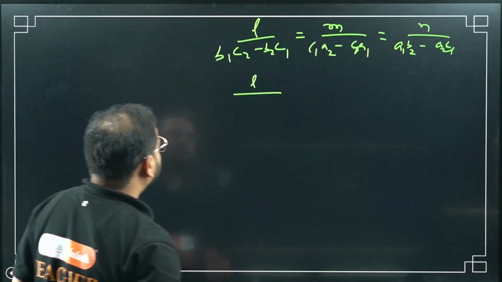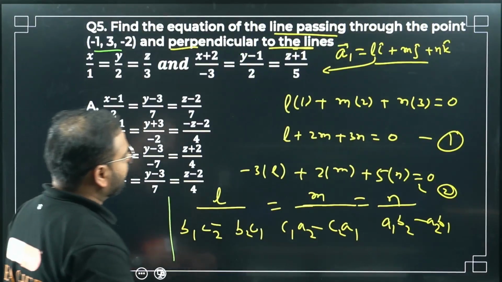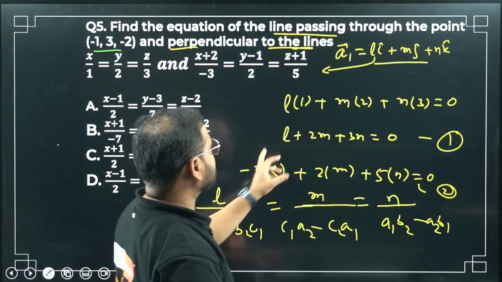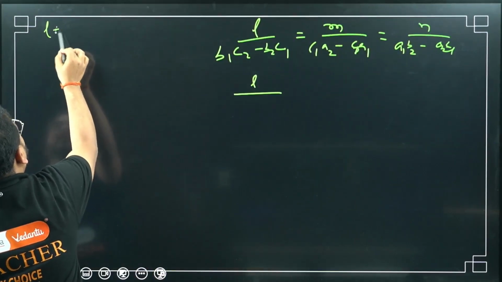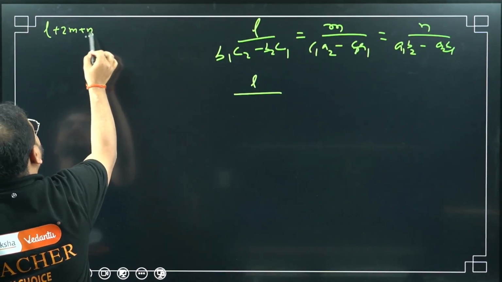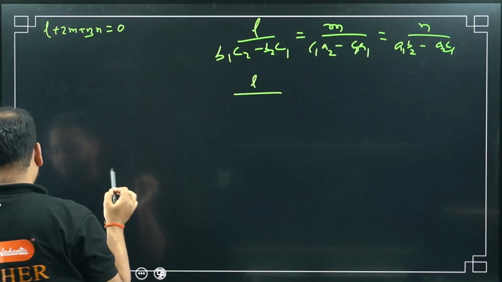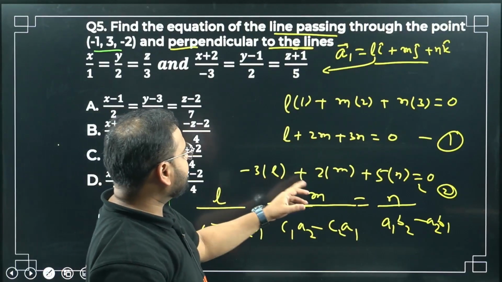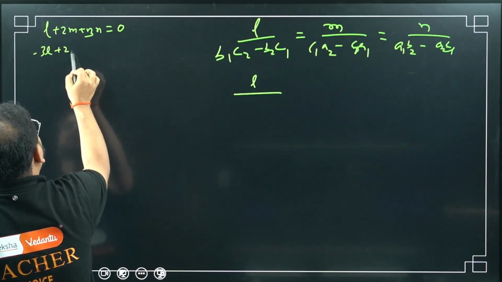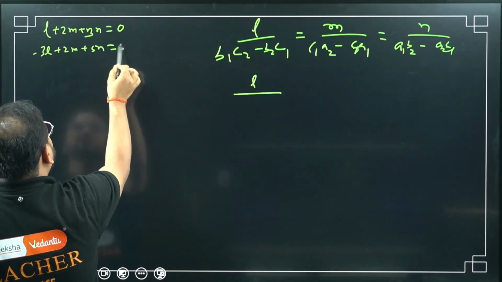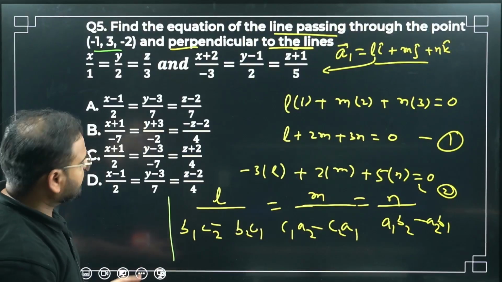If I write the equation once again over here, it'll be a great help for us. L plus 2M plus 3N equals 0, equation number 1. Equation number 2, minus 3L plus 2M plus 5N equals 0. Correct, right? Please check. Yeah, great.